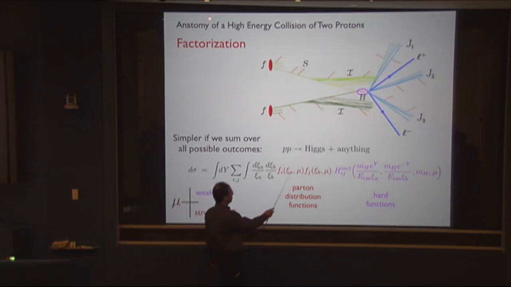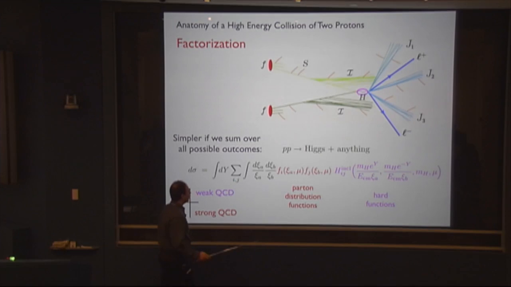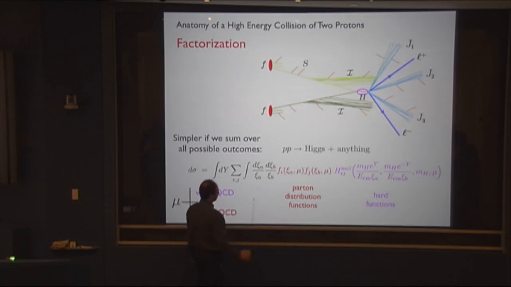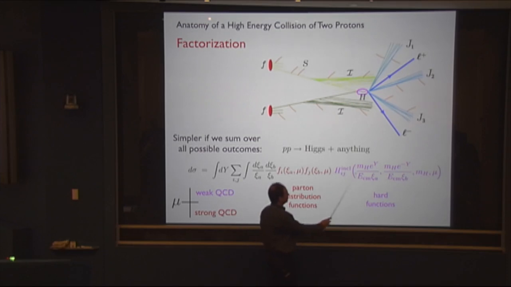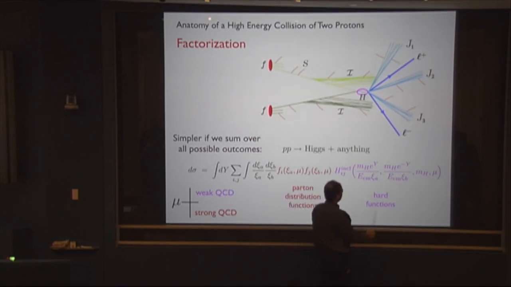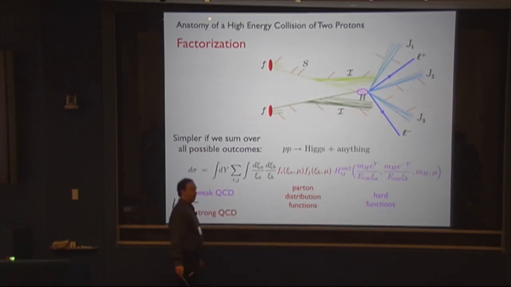And these functions tell us the distribution or the probability of getting from a proton finding a gluon with a certain momentum. And then there's this hard function that one can calculate, and this function then has dependence on the Higgs mass, among other things. And that is giving you these probabilities in this case.